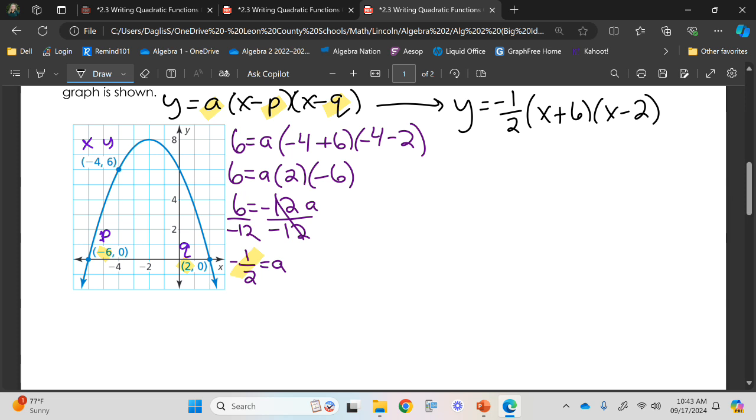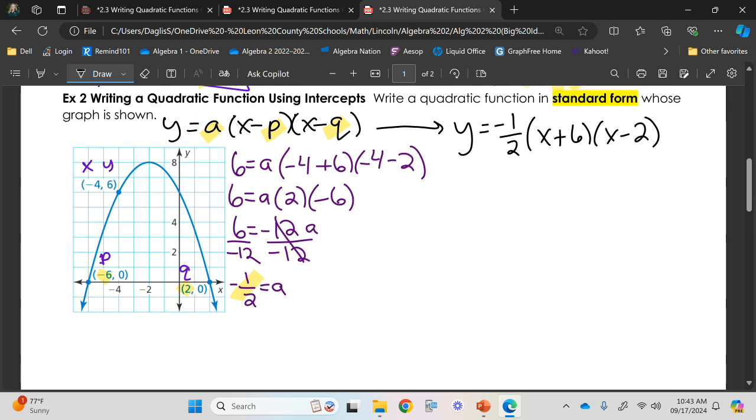So again, to check yourself, you could graph this in Desmos or graph in calculator. You already have the picture, so you should make sure it matches what you already have. It does say standard form, so we're going to have to multiply and combine like terms.